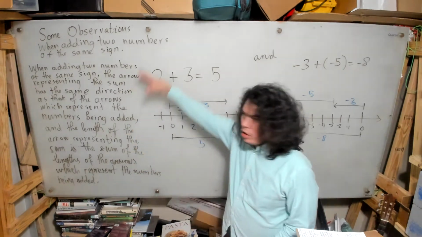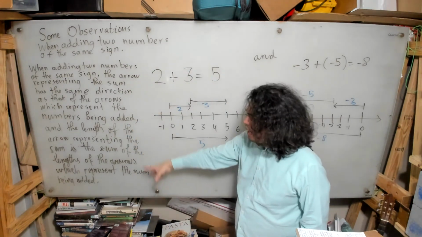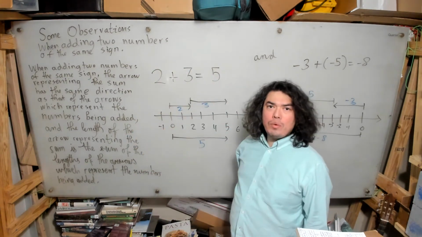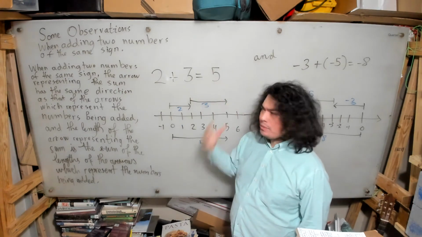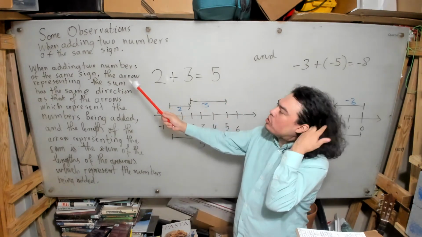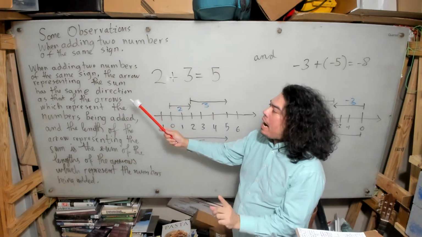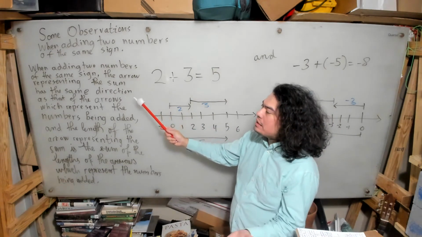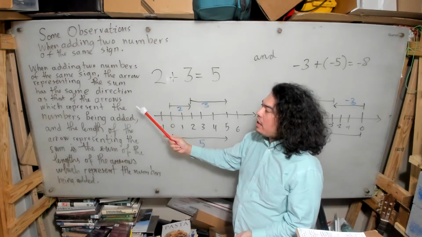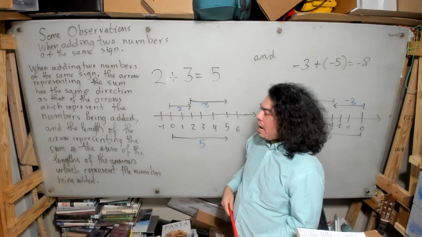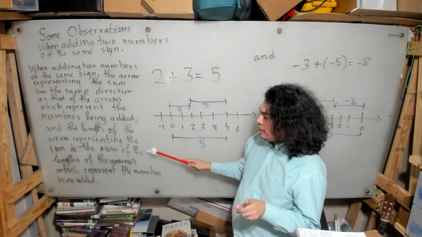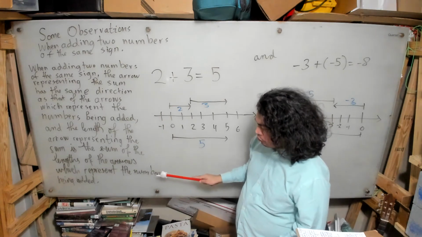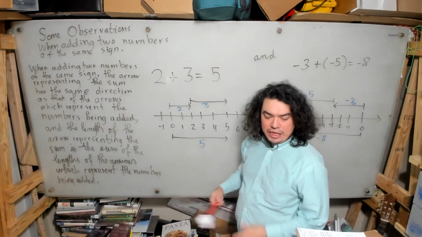So here I have a verbal description of what we just talked about, abstracting away from these examples. Okay, when we add two numbers of the same sign, the arrow representing the sum has the same direction as that of the arrows which represent the numbers being added, and the length of the arrow representing the sum is the sum of the lengths of the arrows which represent the numbers being added.